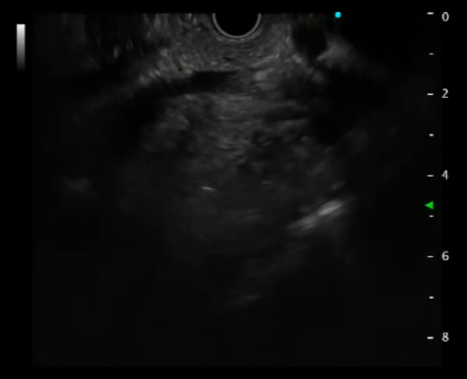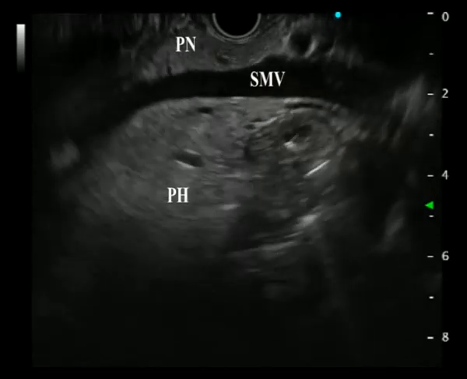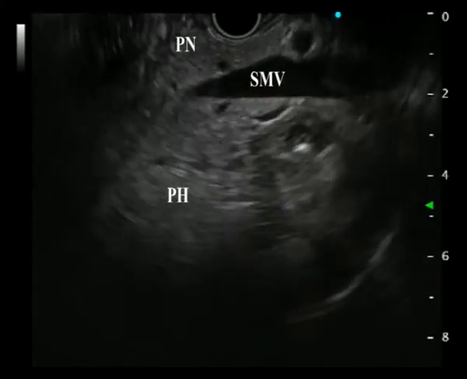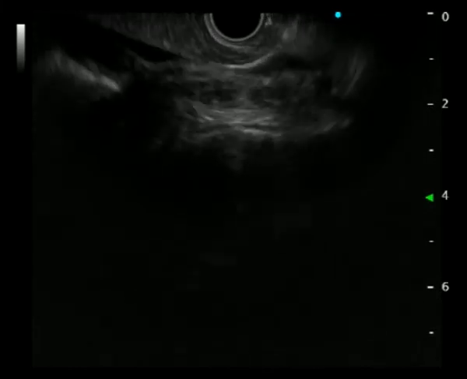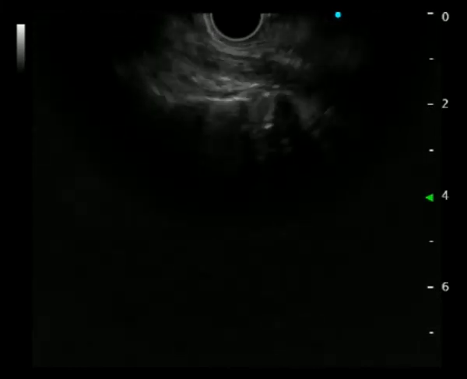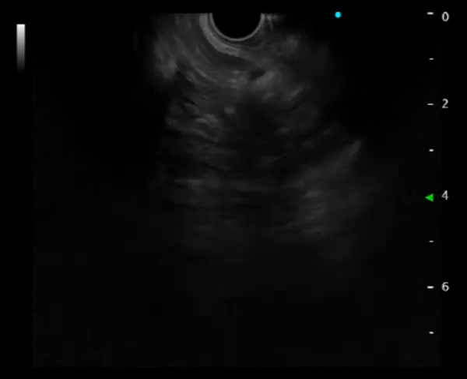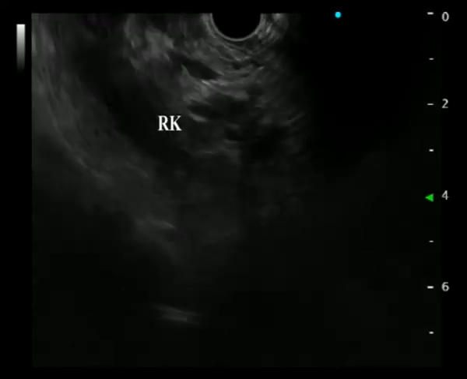As the scope is rotated counterclockwise to show and trace the superior mesenteric vein, the pancreatic head will also come into view. Advance the side viewing scope into the duodenum by placing the pylorus in the setting sun position.